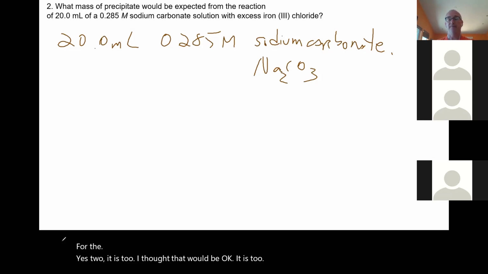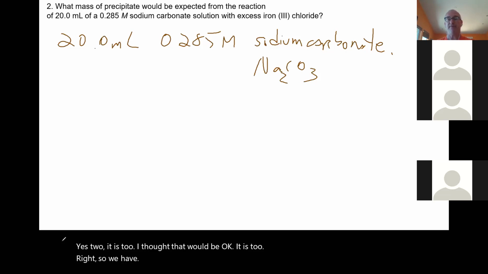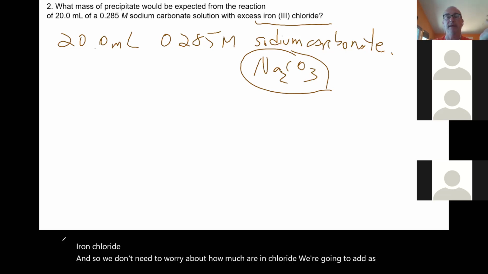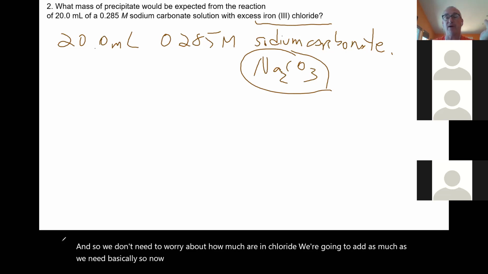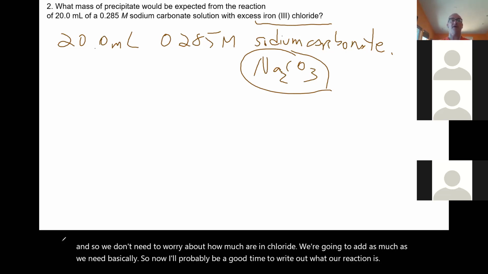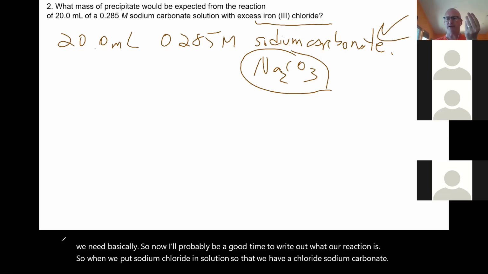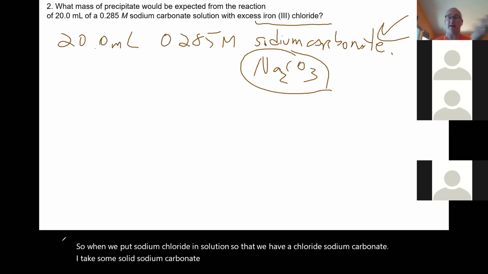Right. So we have a 0.285 molar solution of this, and we're going to be adding iron chloride. We don't need to worry about how much iron chloride. We're going to add as much as we need, basically. Now will probably be a good time to write out what our reaction is. I take some solid sodium carbonate. It's an ionic compound because it's got a metal and a non-metal.